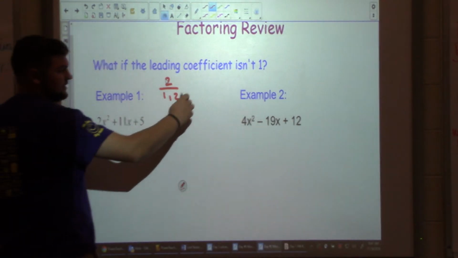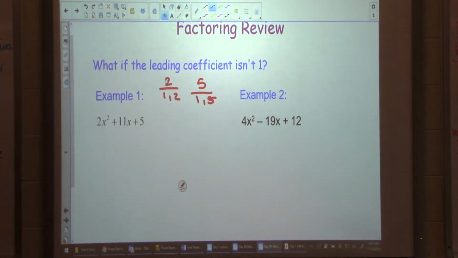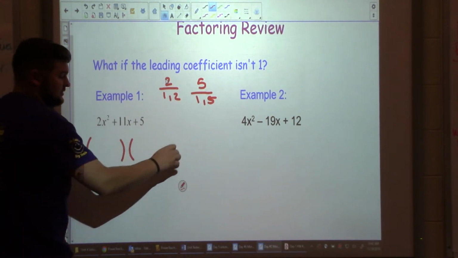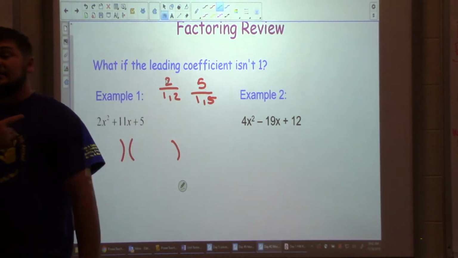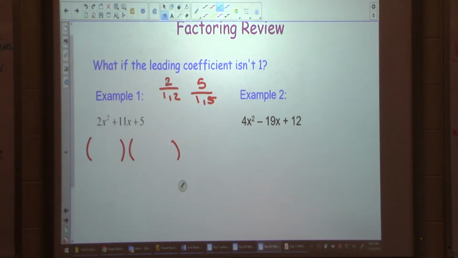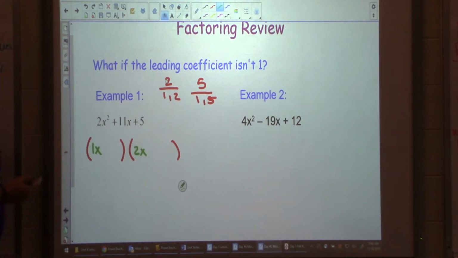I'm going to take my c term, list out all of its factors. So I take the first number, I take the last number, I list out their factors. Then I'm going to literally do guess and check. It's really easy with this problem because I only have one set of factors for each number. I only have 1 and 2 for 2, so I only have 1x and 2x. Now, the guessing here is where do I put the 1 and the 5?